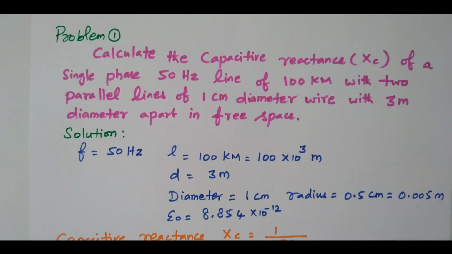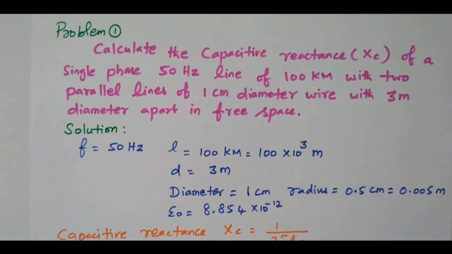Right? Now these are the data available: frequency, length of the conductor, distance between the conductors, diameter and thereby radius. Epsilon naught is nothing but 8.854 into 10 to the power minus 12, right? That value is also available. Now we'll find the capacitive reactance.